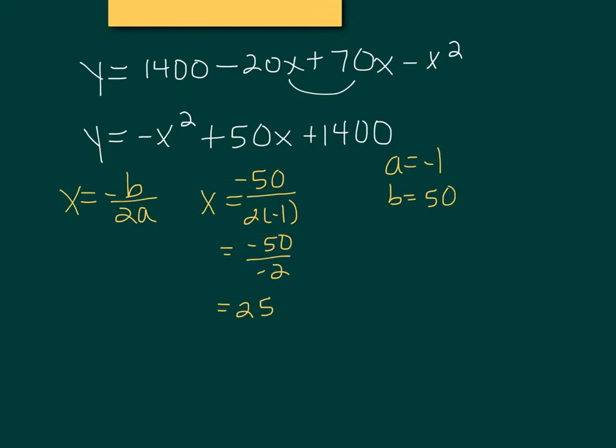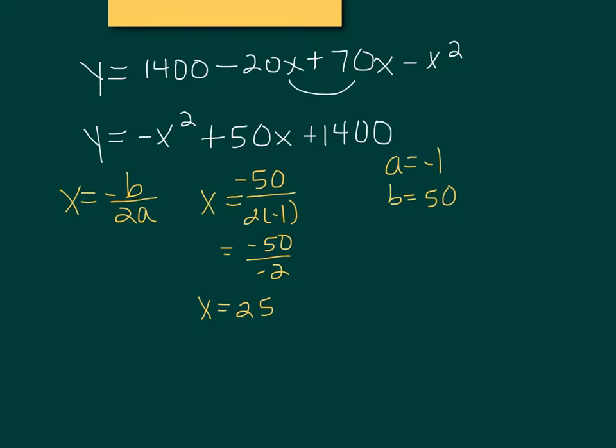Now that seems like a really big number, but it's going to end up working out. This is why guessing and checking isn't always the best method, because if you were trying to guess and check, you'd have to do this more than 25 times to figure out that that was the maximum. So that's annoying. So x equals 25. So you're going to have to increase the price 25 times in order to make the most money.